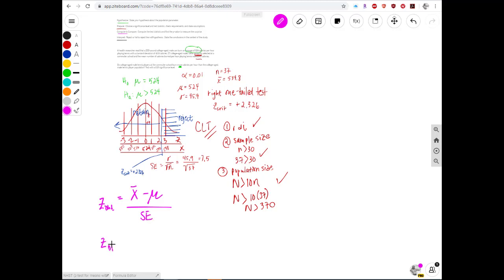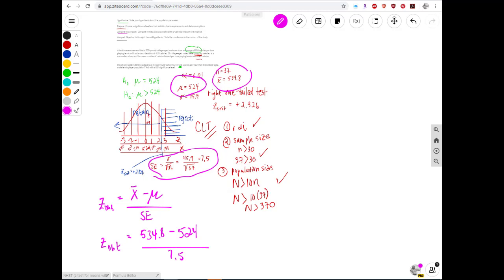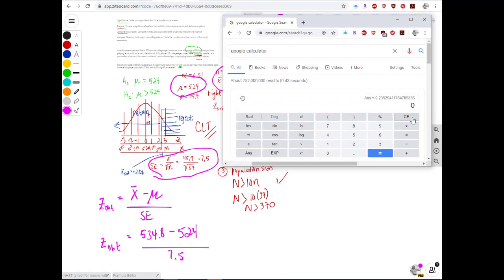So I've got my Z obtained equals my sample mean, which is right here, 534.8, minus my population mean, which is right here, 524, and all this is going to be divided by my standard error, which is right here, 7.5. So I'm going to go into my Google calculator. Clear, clear, clear. 534.8 minus 524 equals, that gives me my numerator, and then I divide my numerator by 7.5. And I get that the Z obtained is 1.44.